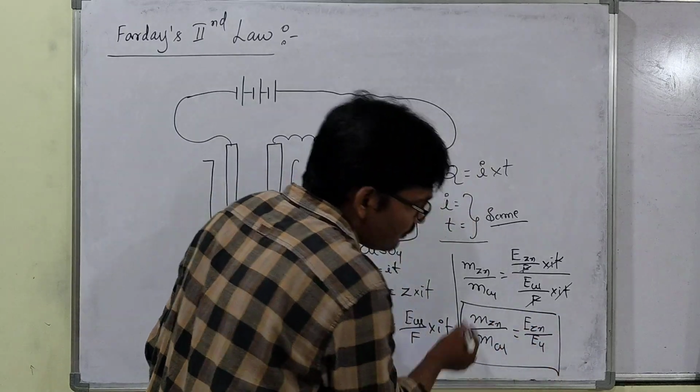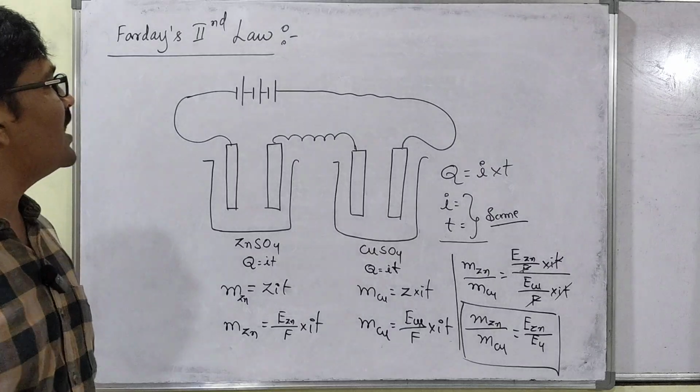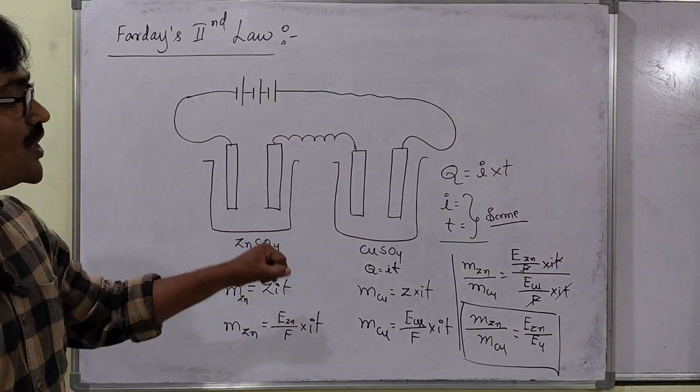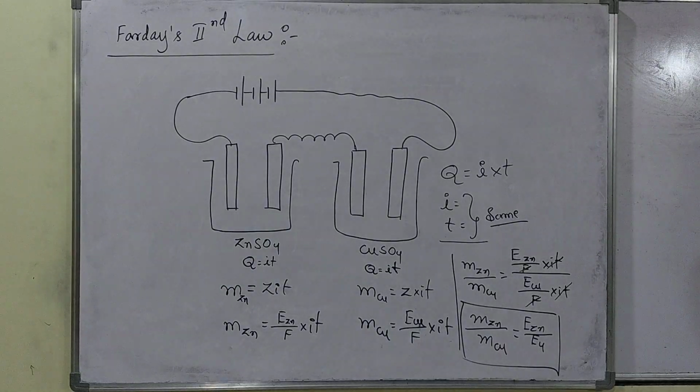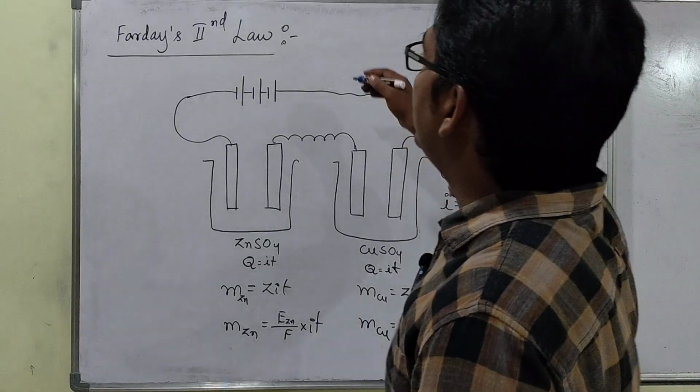So this is Faraday's second law. That is Faraday's second law. So what is the statement of Faraday's second law? Here the same amount of current is passed through.